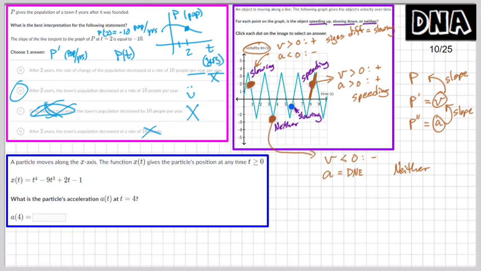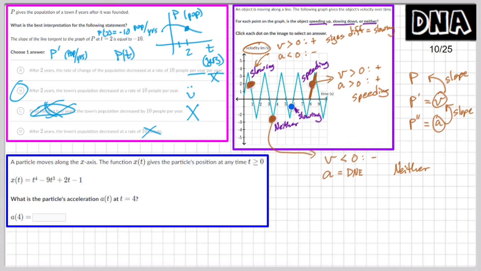Okay? If the acceleration does not exist, or if the acceleration is 0, you'd be neither. If velocity does not exist or is 0, it would be neither.